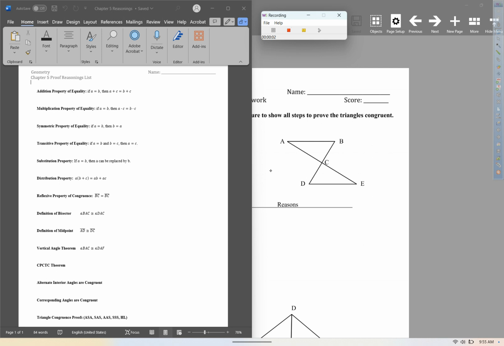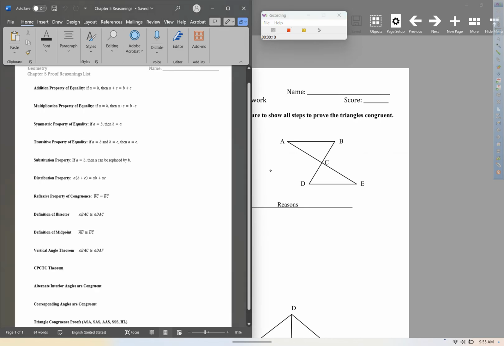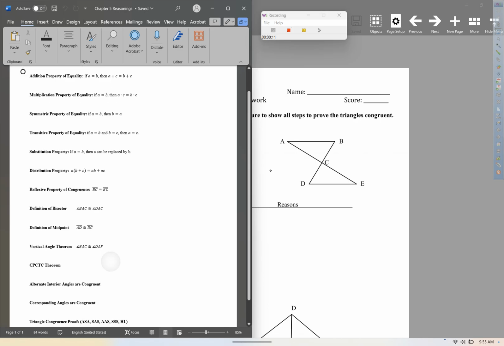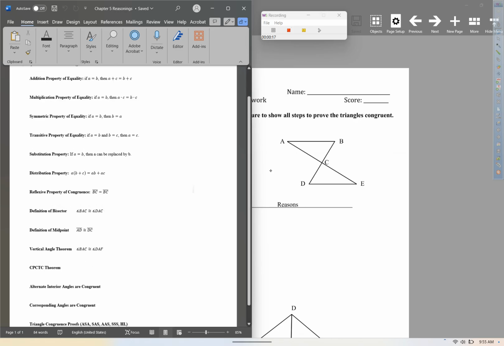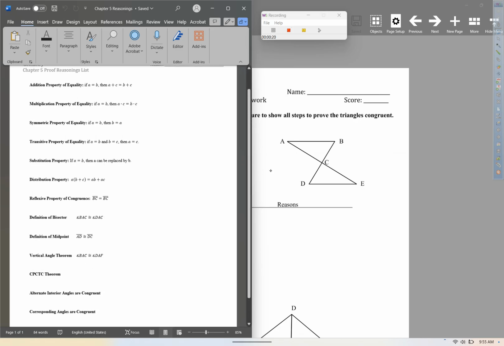We are going to start by taking notes today. Before we begin, you should have this Chapter 5 proof reasonings list. You get it for your test and your quizzes and everything. We are adding things today, but this is a reference that you should always be able to go back to as you are doing proofs.